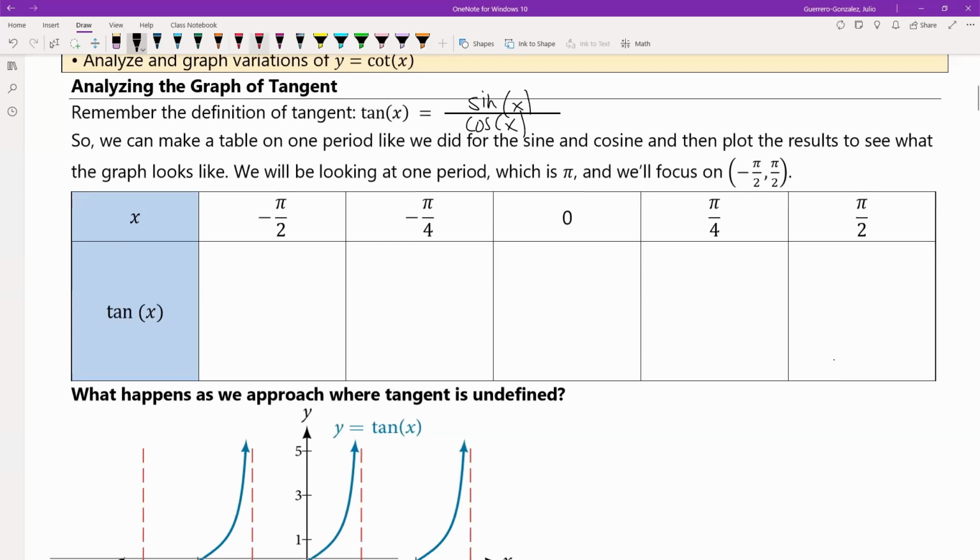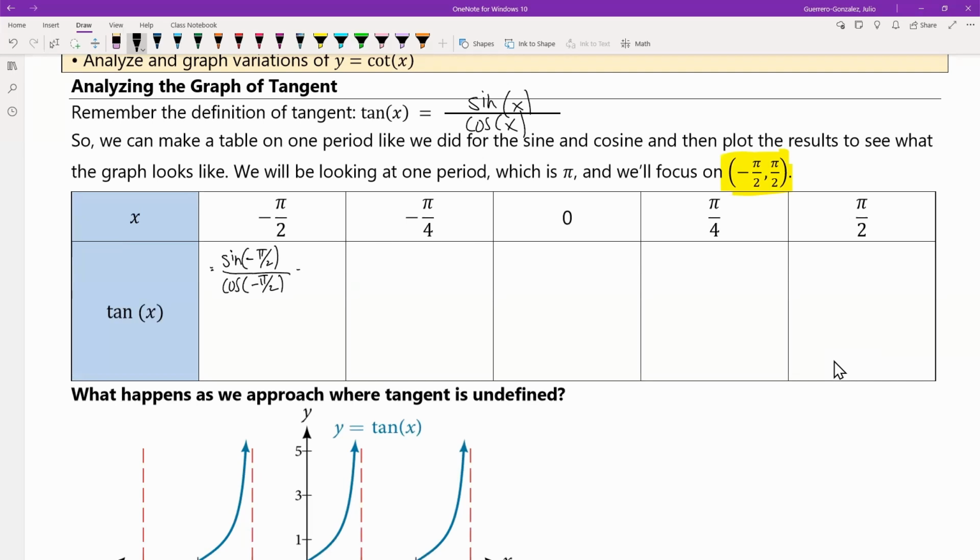And in particular, what we're going to concentrate on is this. The angles between negative pi over 2 and pi over 2, specifically these handful right here, these five. All right, so here we go. Let's take negative pi over 2. And I want tangent, right? This is equivalent to sine of negative pi over 2 divided by cosine of negative pi over 2.